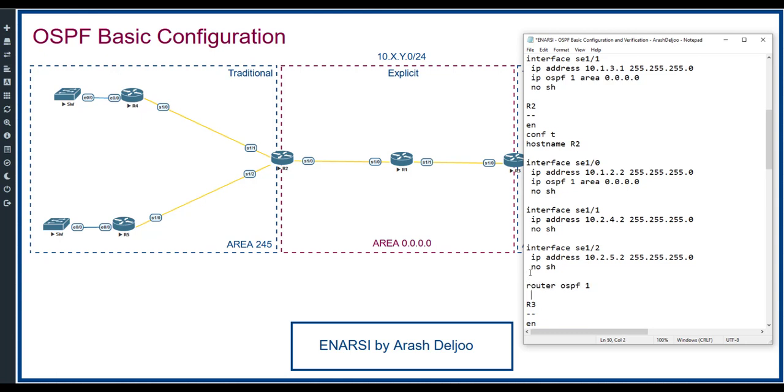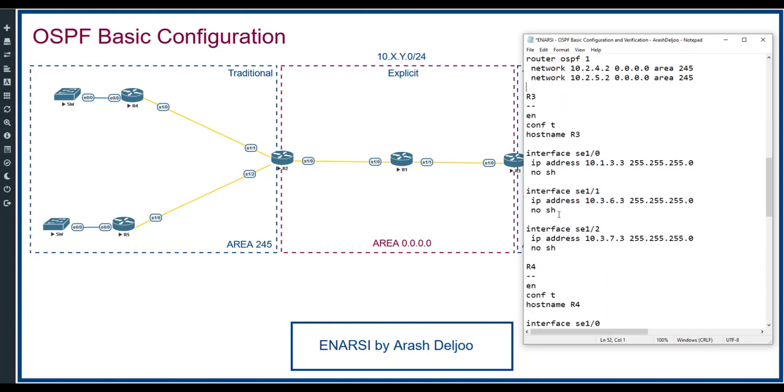Router OSPF 1, now we should use the network command: network 10.2.4.2 0.0.0.0, area 245. Let me use 245. That's it. Then again network 10.2.5.2 0.0.0.0 area 245. That's it. This is the configuration of OSPF in router 2.